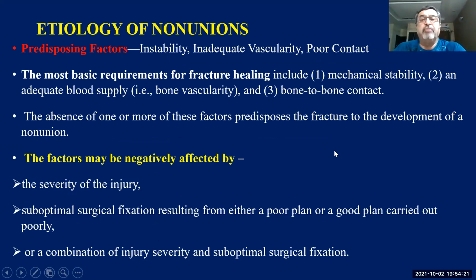The most basic requirements of fracture healing are mechanical stability, adequate blood supply and bone-to-bone contact. In absence of one or more of these factors, the fracture can lead to development of non-union. The factors may be negatively affected by the severity of injury, the suboptimal fixation resulting from either a poor plan or a good plan carried out poorly, or a combination of injury and suboptimal surgical fixation.